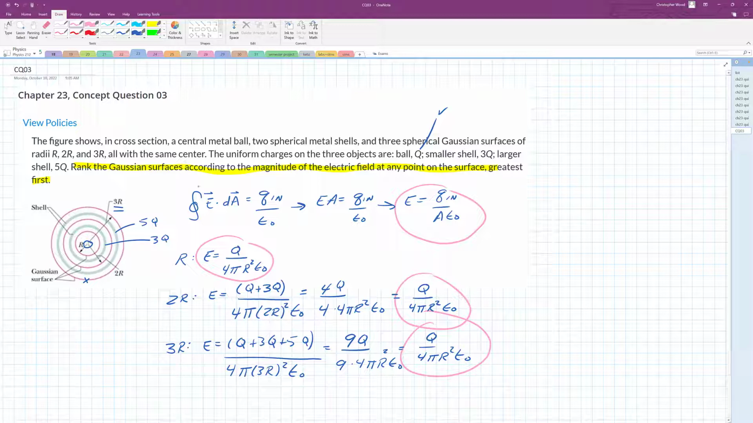Before I leave, make sure you can explain how to go quickly from this statement of Gauss's law to this statement of Gauss's law. E is a constant because the distance anywhere on the imaginary Gaussian sphere is the same to the source charge, and it's the area of a sphere. In this case, it's a Gaussian sphere.